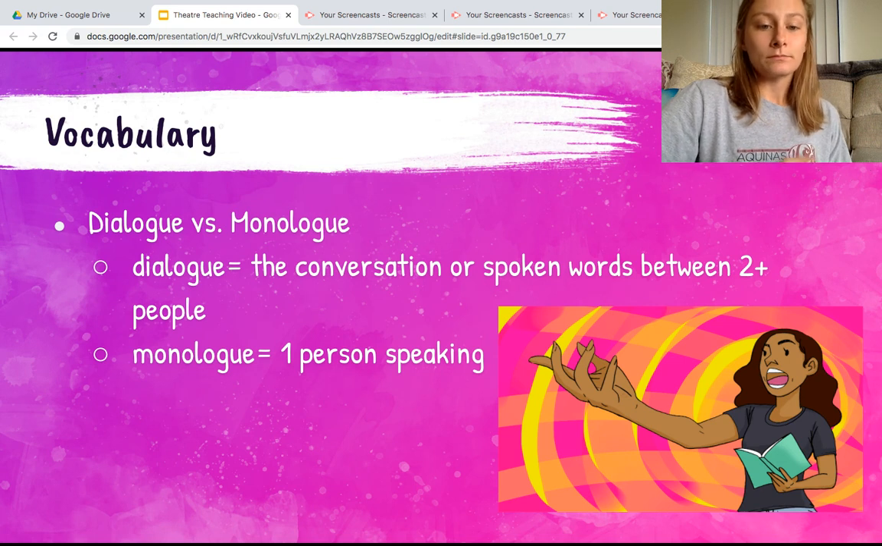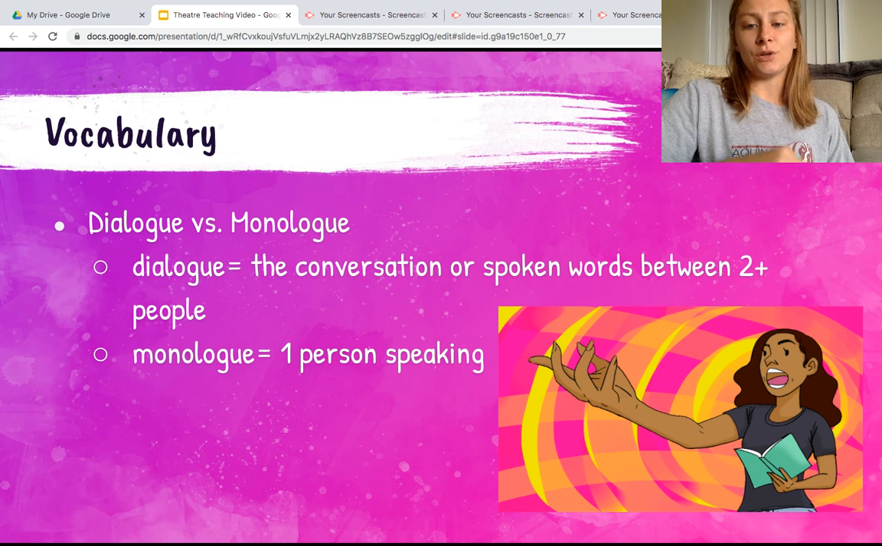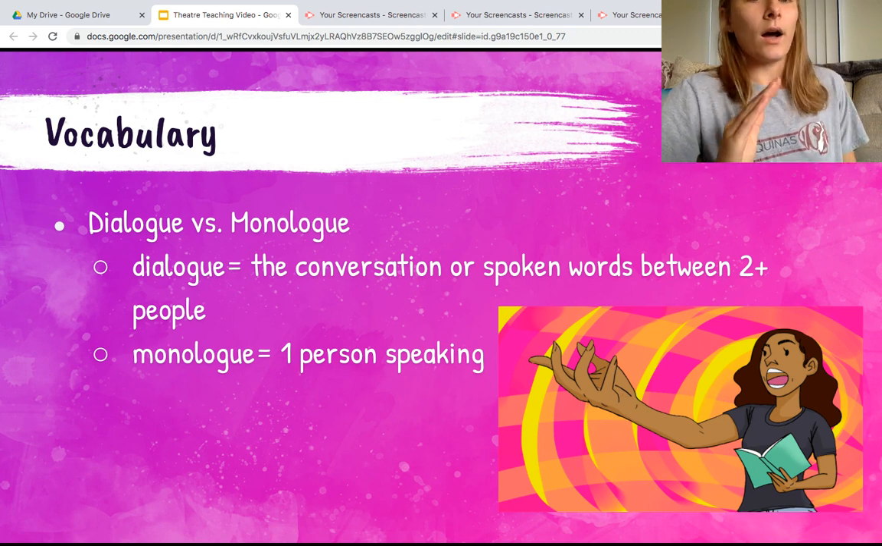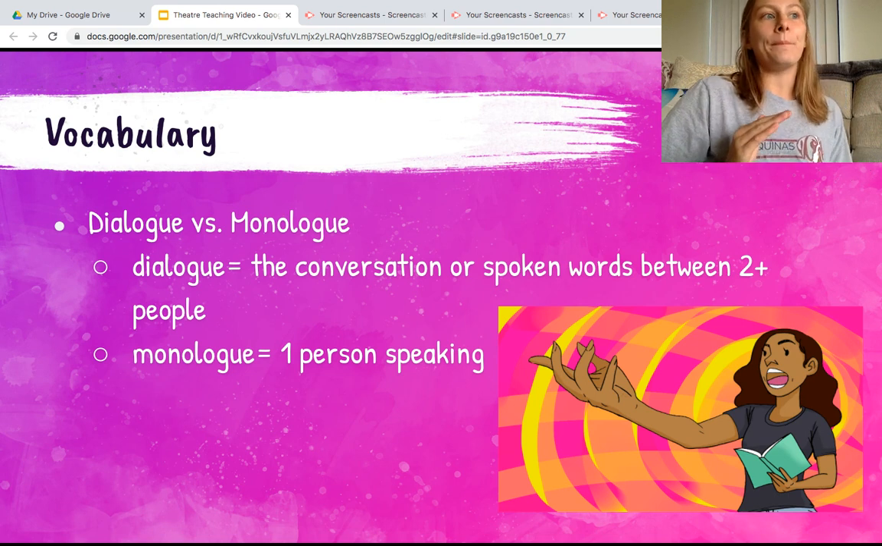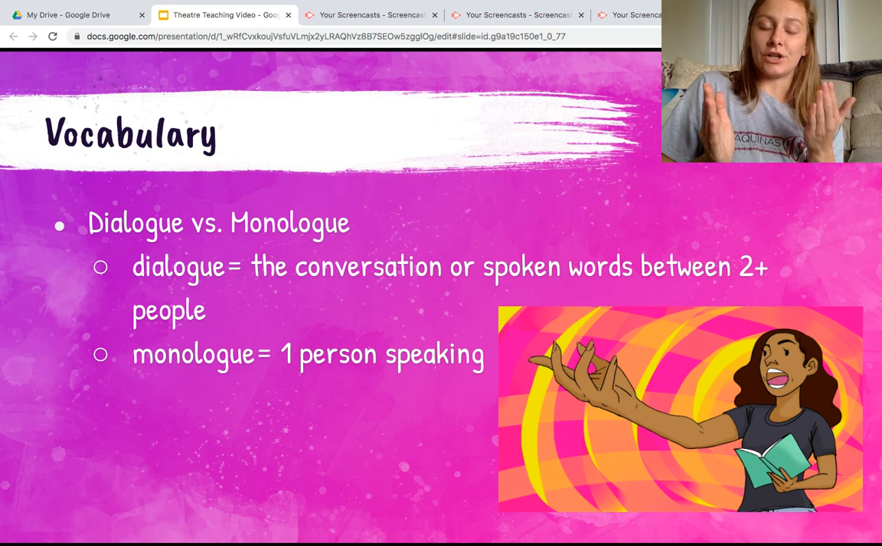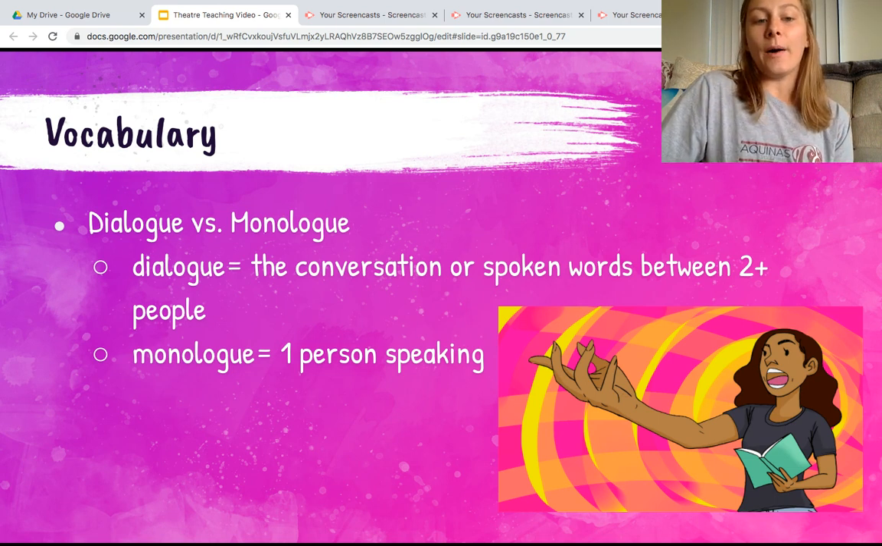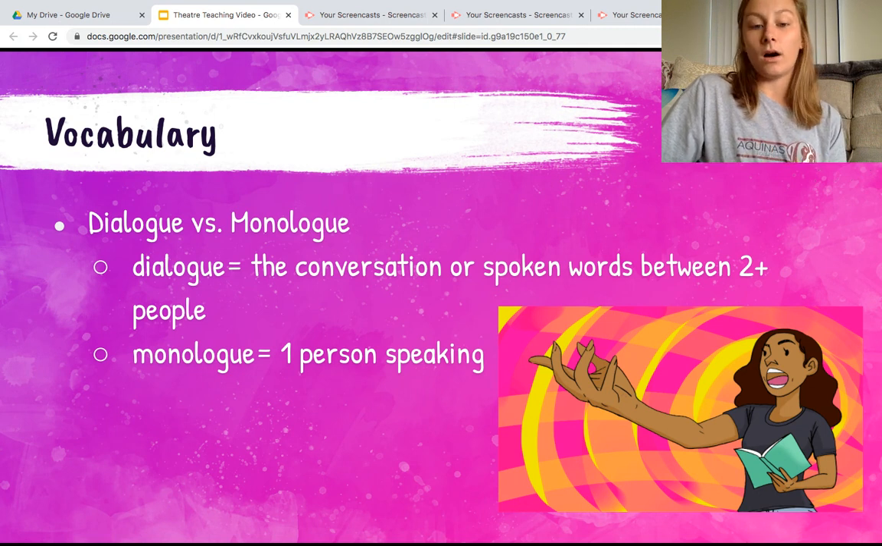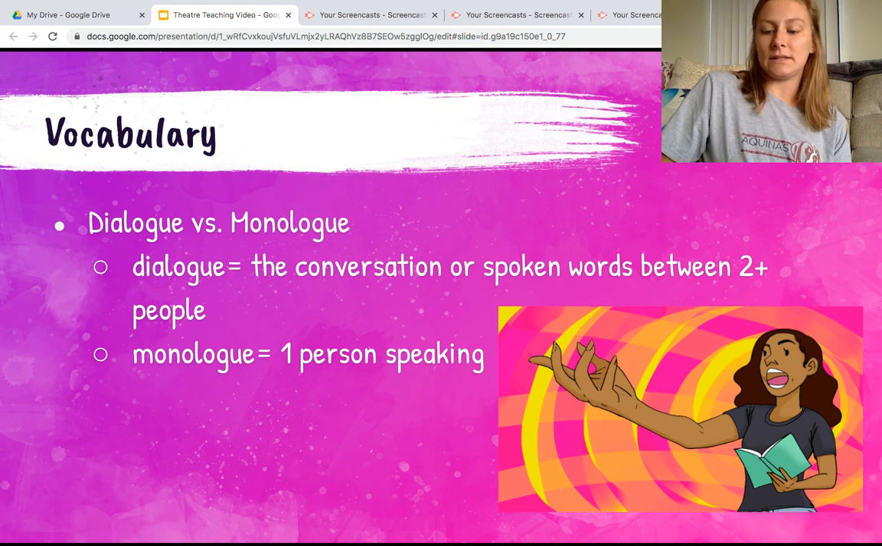So mono means one. Now, the monologue means just one person is speaking, but dialogue, on the other hand, the conversation or spoken words are between two or more people. So the log talks about speaking or conversation, and that would be what the character is saying on stage. But then dialogue means two or more people are having the conversation, but monologue means just one person is speaking.